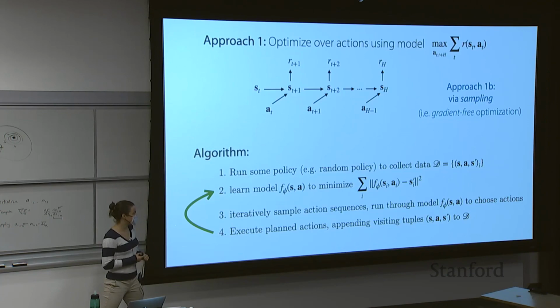And this is a nice approach because it means that you can explicitly, in a very targeted way, try to explore to regions where you think that there might be reward because you're planning to try to reach those regions, and learn a good model in the parts of the state space where you think that there might be good reward.